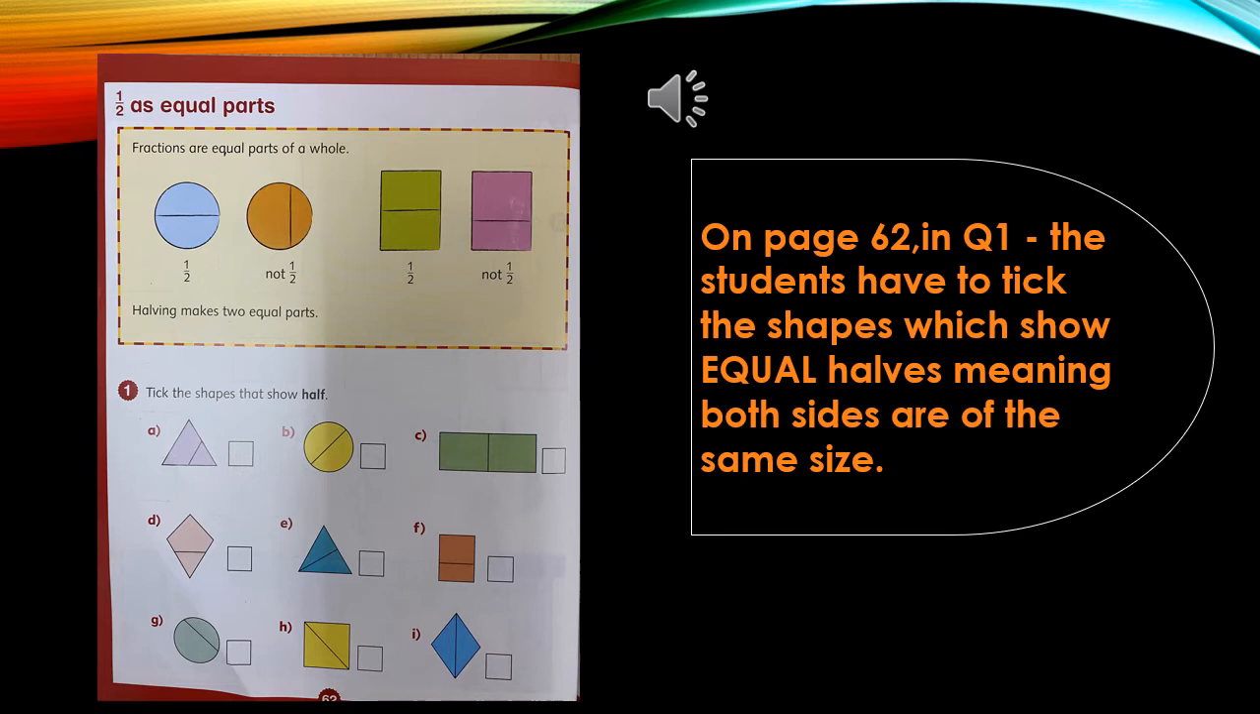Let's head to question 1. You have to tick the shapes that show half. Now, only put a tick on the shapes that you think are equal halves. Again, equal halves, which means they need to be the same size and same shape. And the line should be in between, exactly in between.